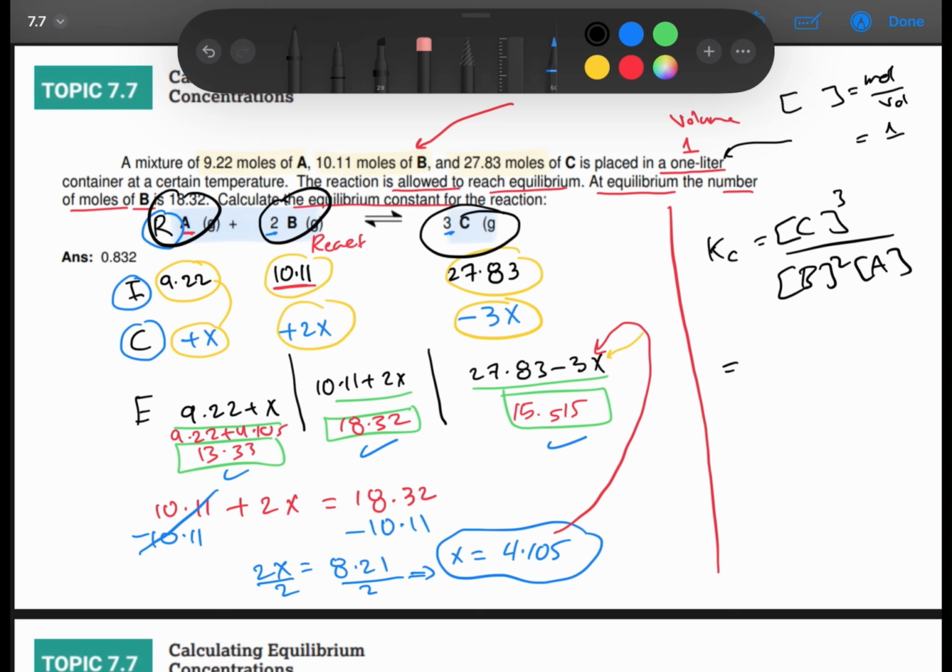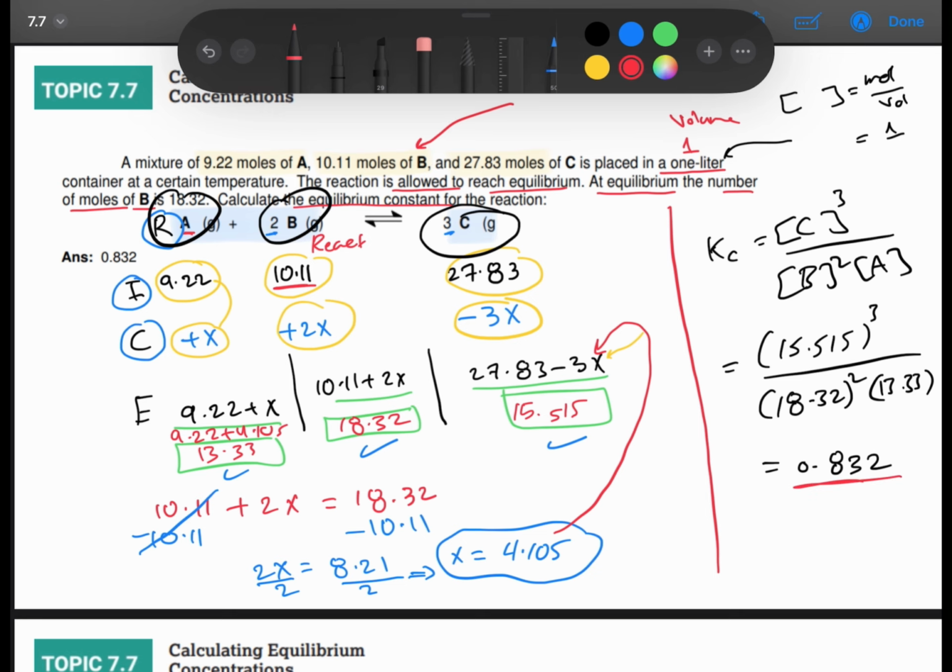So it's going to be 15.515 to the power 3 over the concentration of B, which is 18.32 to the power 2, multiplied by the concentration of A, which is 13.33. And at the end, the answer is equal to 0.832. And you can make a little bit of sense of this. Since the value of Kc is less than 1, we can notice that the reactants at equilibrium are more favored than the products.